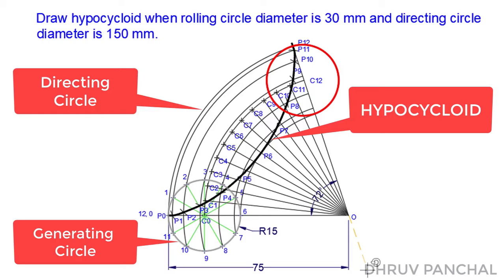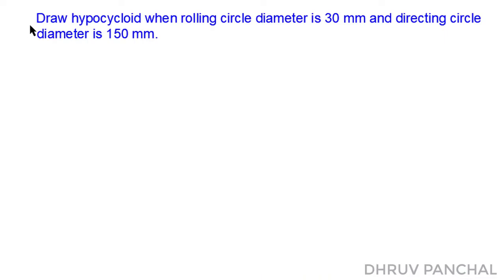Now, let us learn how to draw a hypocycloid curve. So here is our data for the problem. Draw a hypocycloid when the rolling circle diameter is 30 mm and the directing circle diameter is 150 mm.